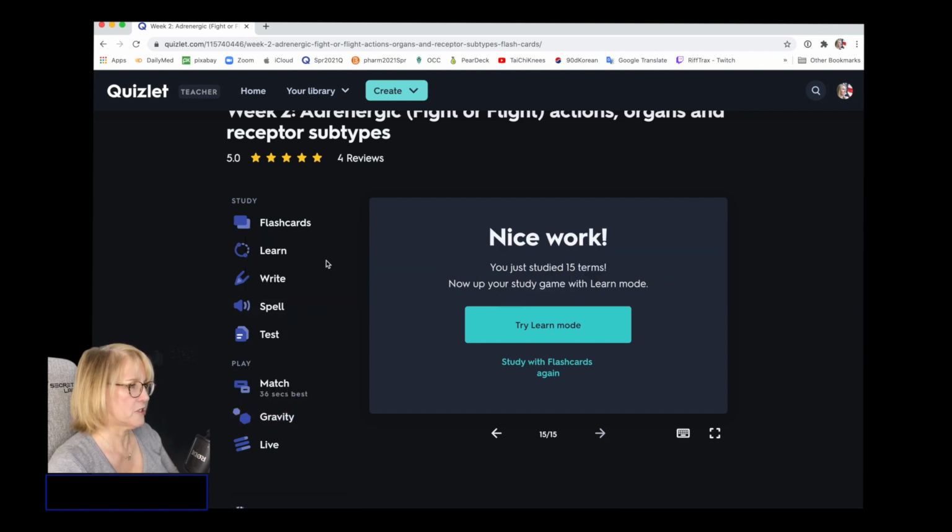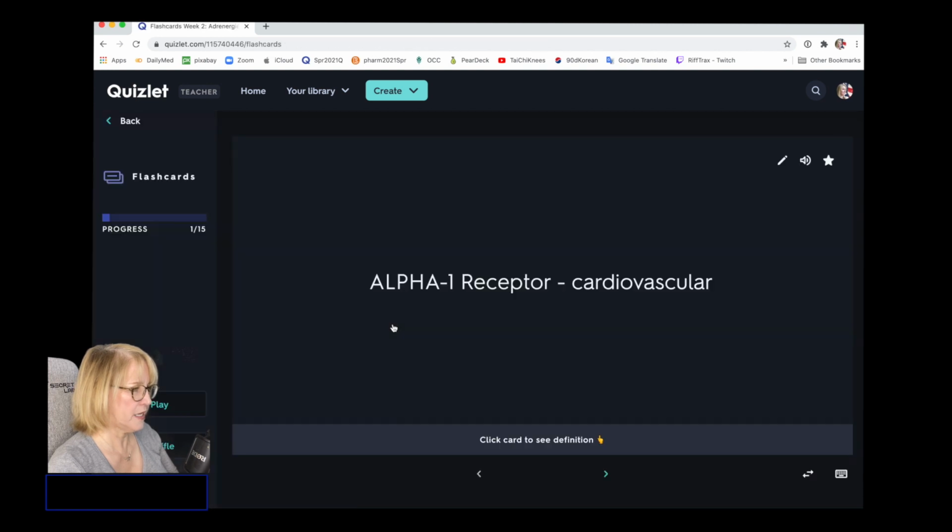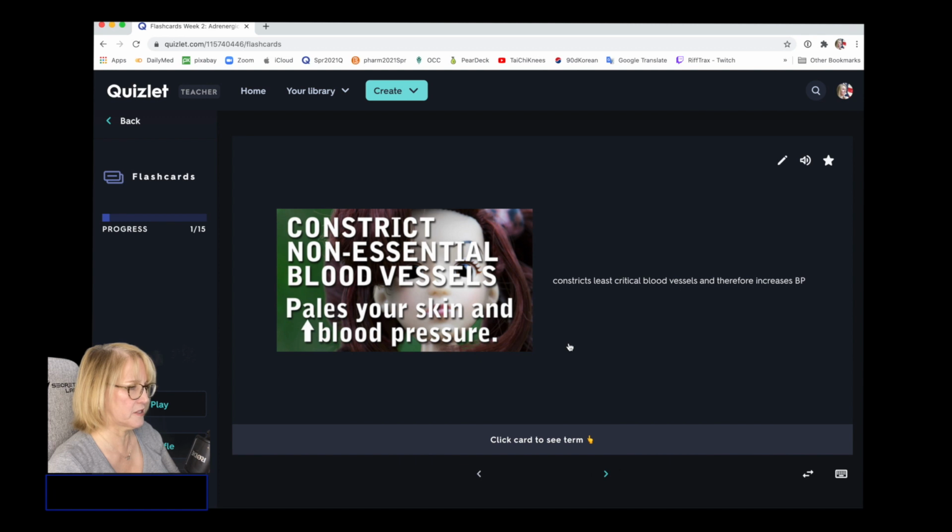If we go to flashcards, say we decide we're going to study alpha receptors. Where are alpha receptors in terms of cardiovascular things? Well, alpha receptors for cardiovascular are going to be the small non-essential blood vessels. So let me check, was I right? Yes, it constricts the non-essential blood vessels and increases blood pressure.